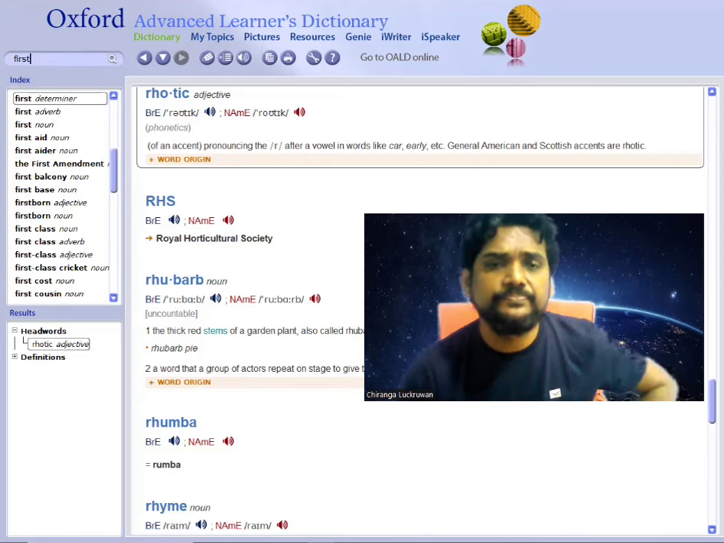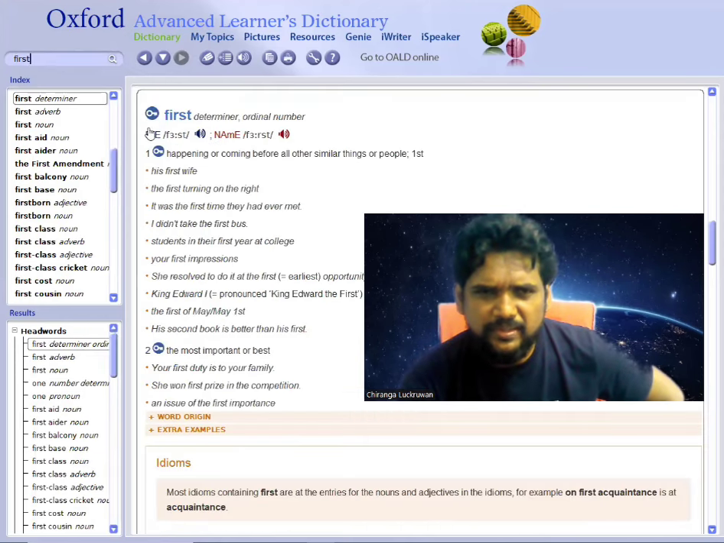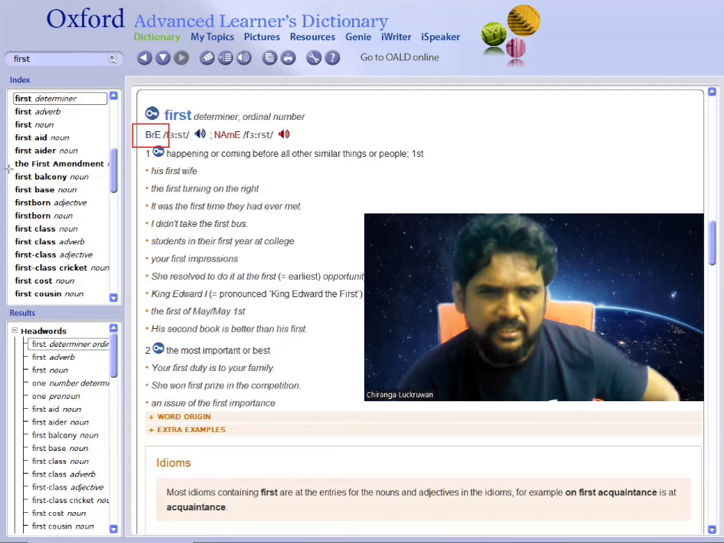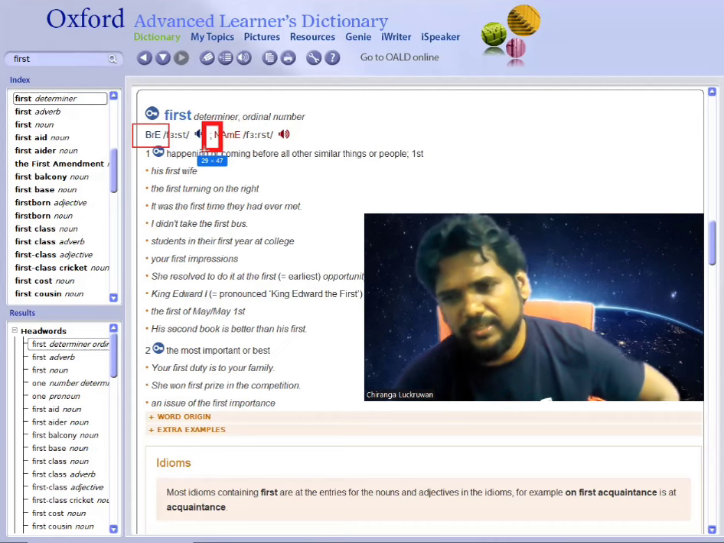I'll give you the same examples used in the dictionary to see if your teacher is correct. Let's type the word first. The first one, B-R-E, the dictionary shows British English. As you can see, I hope you can see. I'll highlight that one and show you what I'm talking about. This one, B-R-E, shows that it is British English. And this one is A-M-E, American English. So what is this N sound? N is to show that it is North American English.